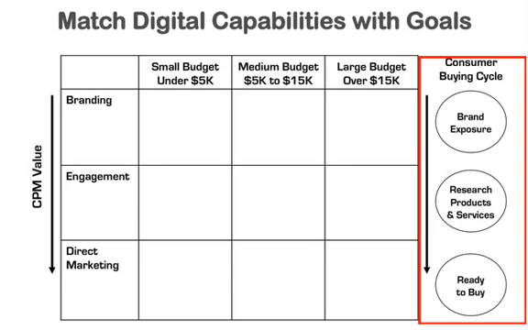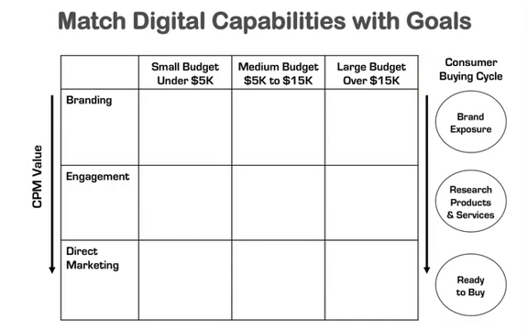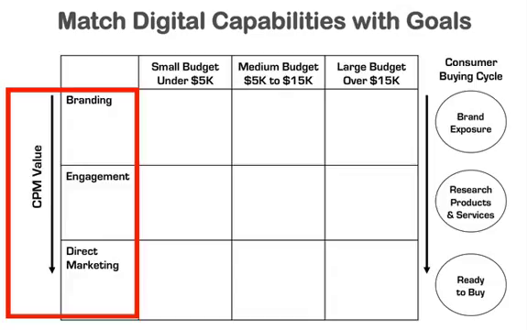Over on the right-hand side, we can see that consumer buying cycle, that branding exposure. When somebody gets ideas in their head, they've been exposed to a brand or a product for the first time, then they might go into that research phase. They're kind of comparing, contrasting what they want to buy. And then finally, they're ready to buy. And over on the left-hand side, we notice the marketing goals, those main marketing goals, which I'm going to define in just a second. Branding, engagement, and direct marketing.